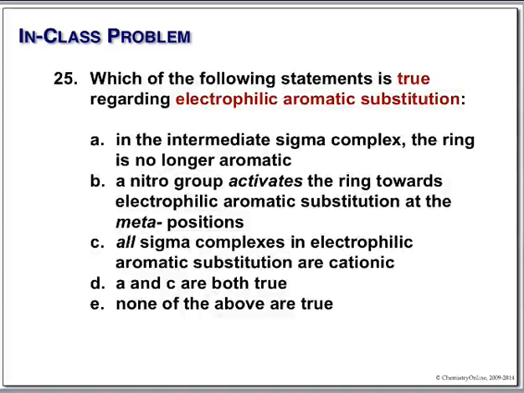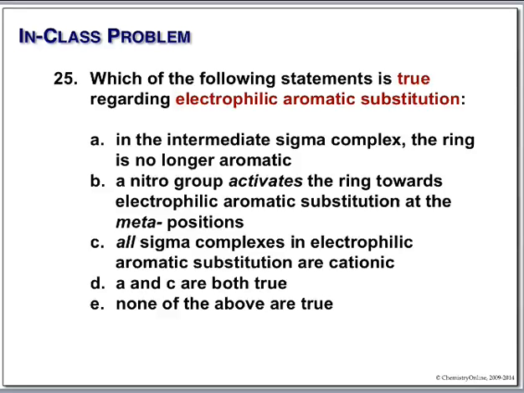And I think we wound up here with a couple simple multiple choice questions, one about electrophilic aromatic substitution and one about nucleophilic. Electrophilic aromatic substitution, what's true? In the intermediate sigma complex, the ring is no longer aromatic. Is that true? No. What's the hybridization of the carbon where the electrophile adds? It's sp cubed. To be aromatic, everything has to be sp squared. So that's good. This one's right.